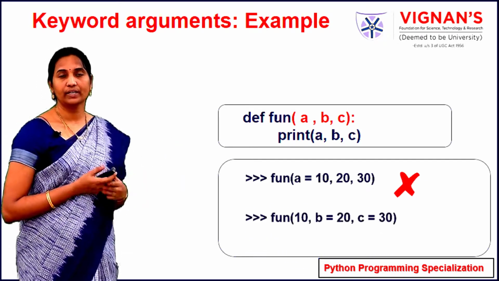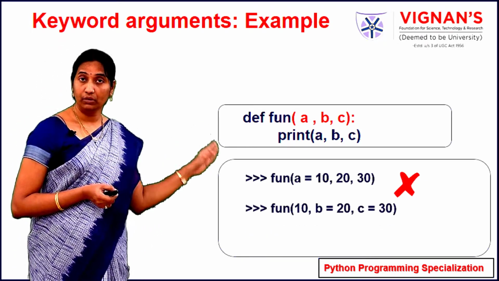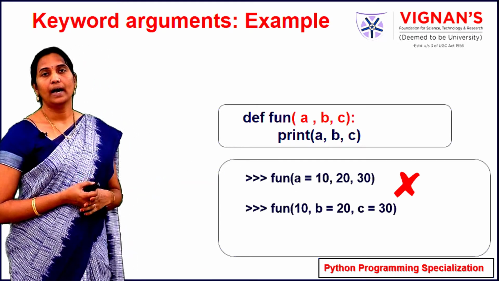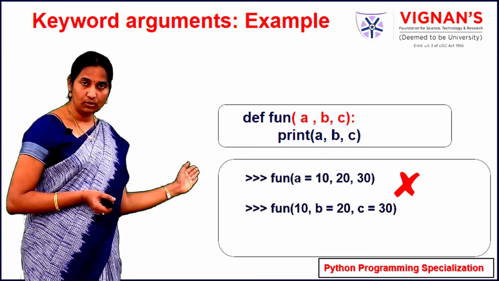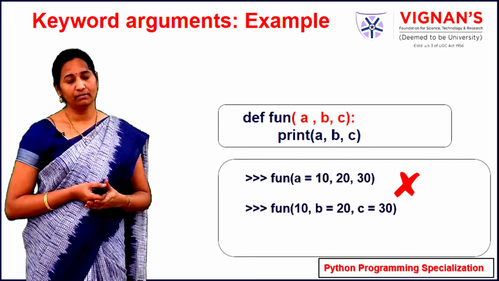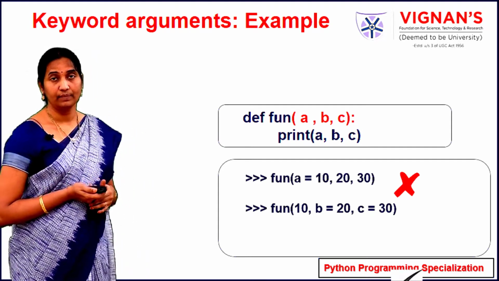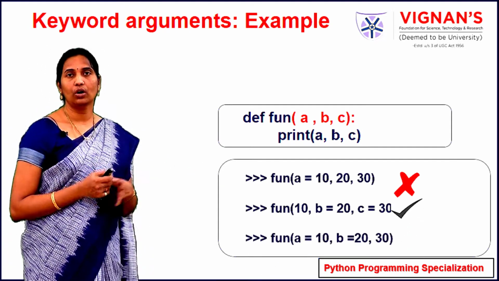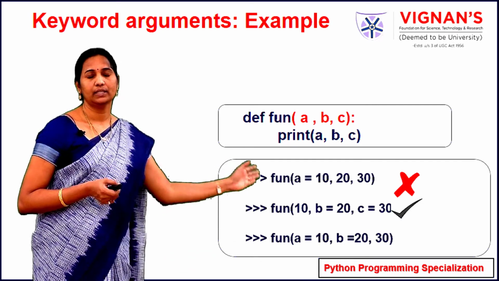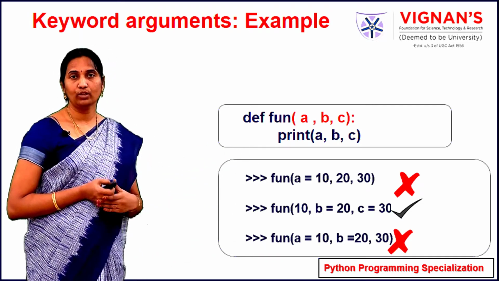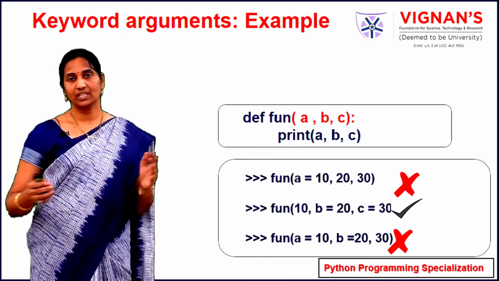So now let's have a look at another function call, 10 comma b equal to 20, c equal to 30. Here I am calling the function first using the positional argument followed by the keyword argument, so it is valid. So have a look at another function call, a equal to 10, b equal to 20 and 30. I am using the keyword arguments followed by the positional argument, which is again invalid.